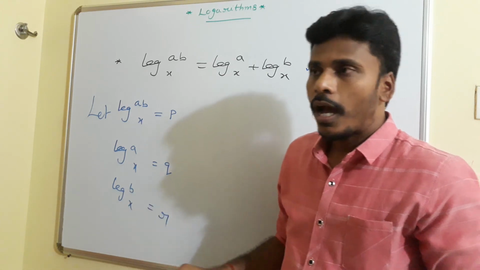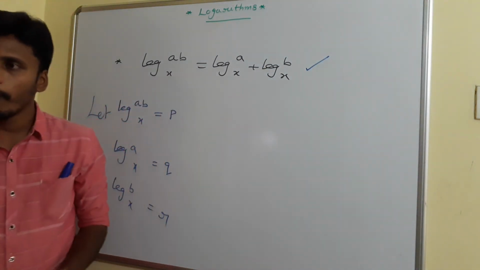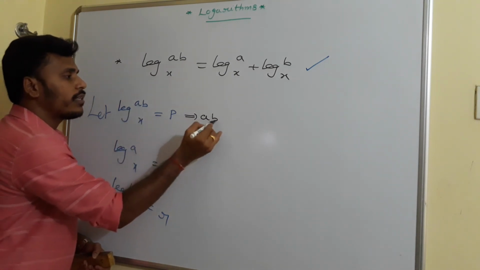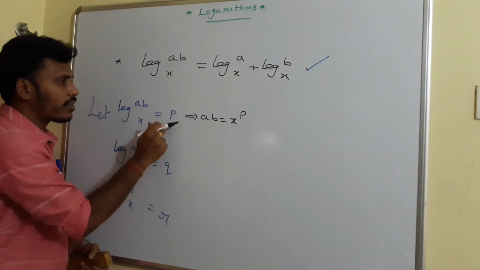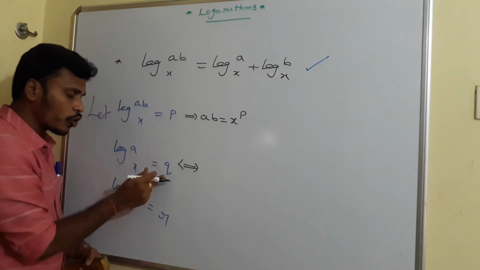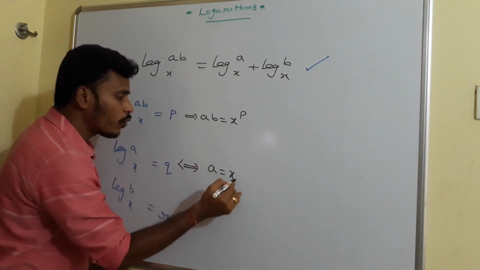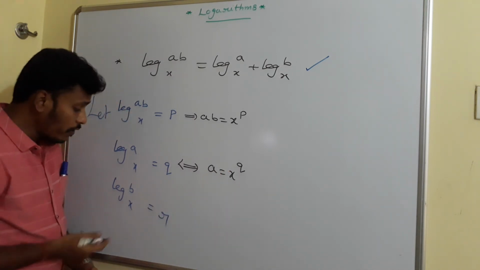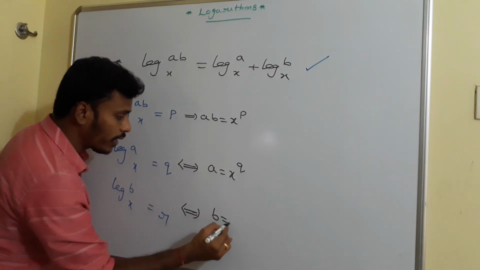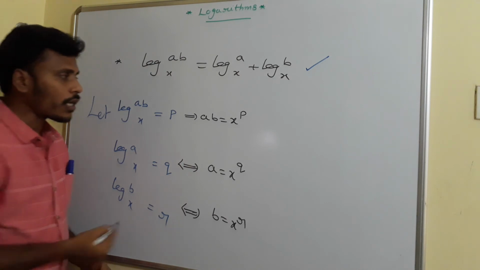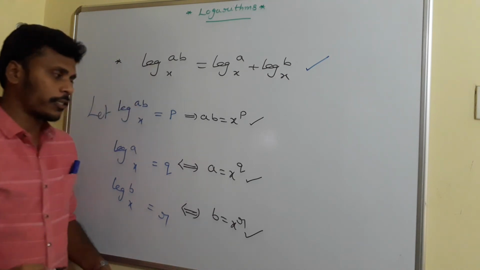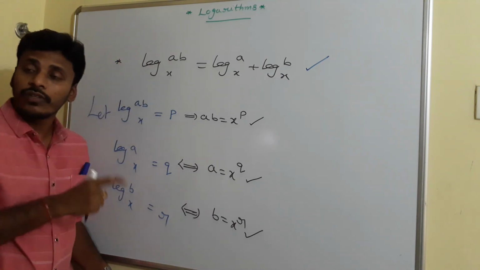Now you have these three, and then just convert them into exponential form. If you convert it into exponential form, this logarithm of ab base x will become ab is equal to x power p. Send this x that side, the basic conversion. And if you try to convert this logarithm of a base x is equal to q into exponential form, it becomes a is equal to x power q. And now if you try to convert this logarithm of b base x is equal to r into exponential form, you will get that b is equal to x power r. Now, ab is equal to x power p, a is equal to x power q, b is equal to x power r. Basically, the problem involves the three logarithms.